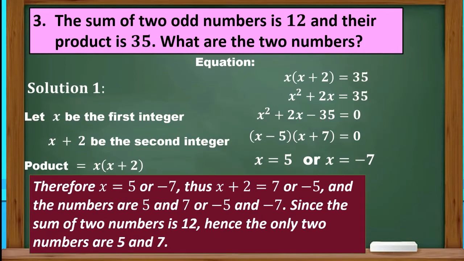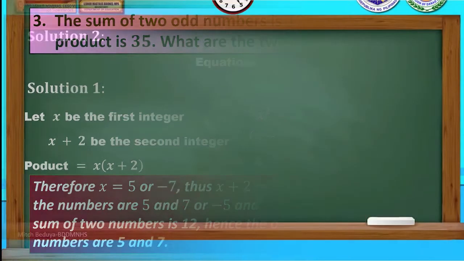Therefore, x is equal to 5 or negative 7. Thus, x plus 2 equals 7 or negative 5. And the numbers are 5 and 7 or negative 5 and negative 7. Since the sum of the two numbers is 12, hence, the only two numbers are 5 and 7.